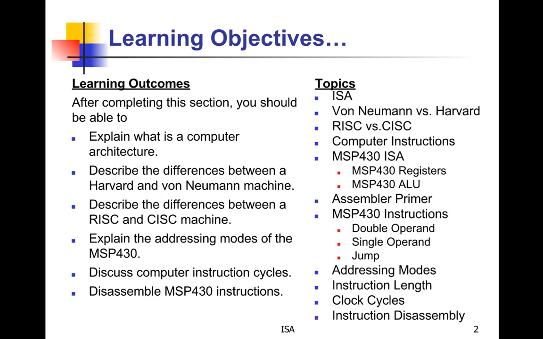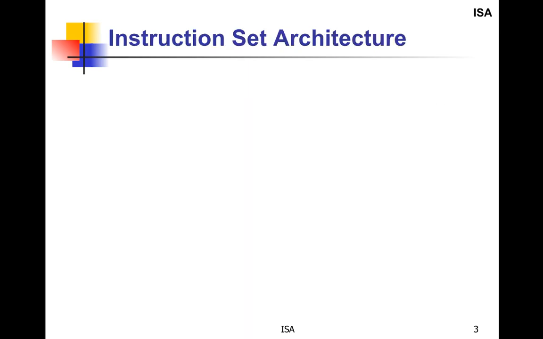The topics are instruction set architecture, von Neumann versus Harvard, RISC versus complex instruction set, computer instructions, MSP430 instruction set architecture, ALU and the registers, assembly primer, more MSP430 instructions like double operand, single operand, and jumps, and addressing modes for the MSP430, instruction length, clock cycles, and instruction disassembly. So we're really starting to get into things now.